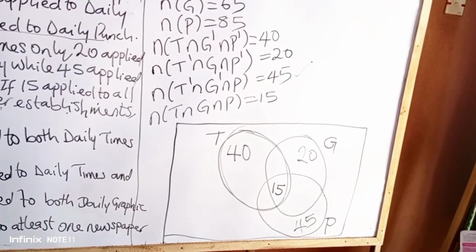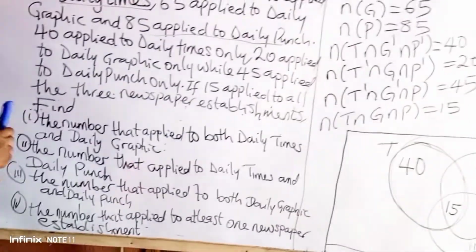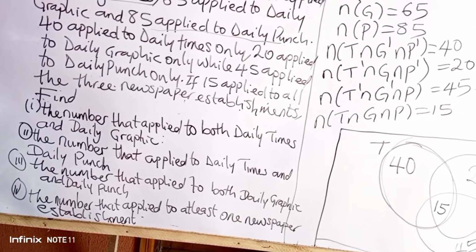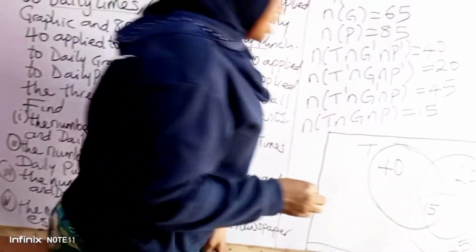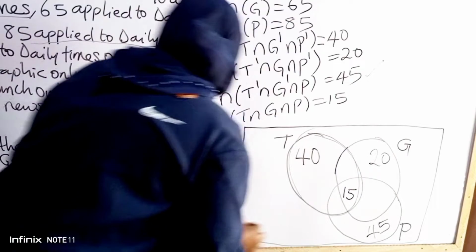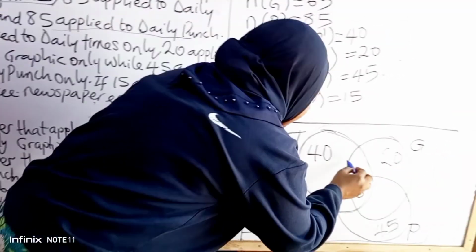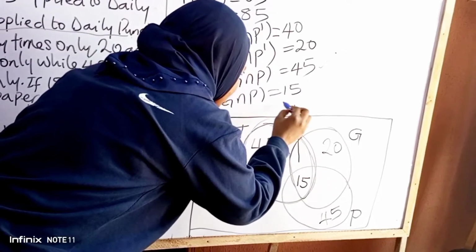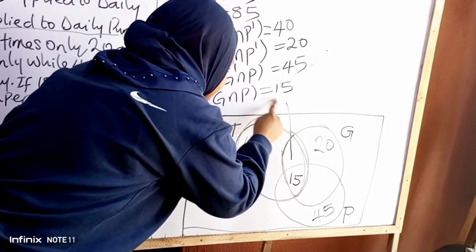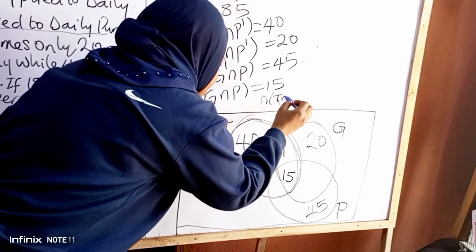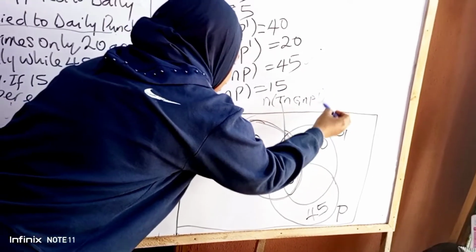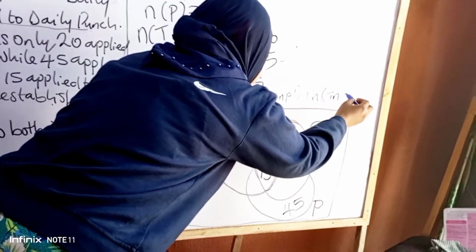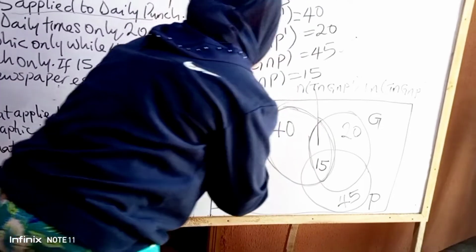After doing that, I will now go back to the question. The first question says, find the number that apply to both Daily Times and Daily Graphic. So this is the place. Daily Times and Graphic. It belongs to Daily Times and Graphic only. That is the intersection of T and G and not P, plus Daily Times intersect G intersect P.